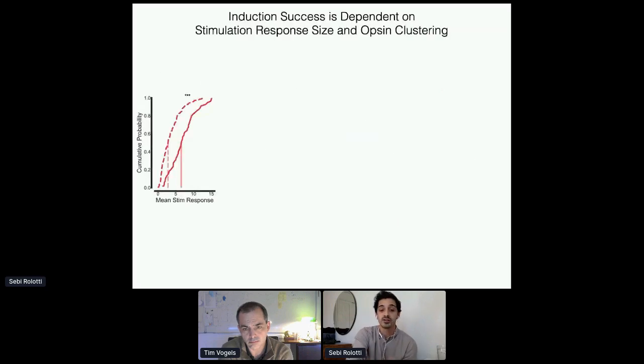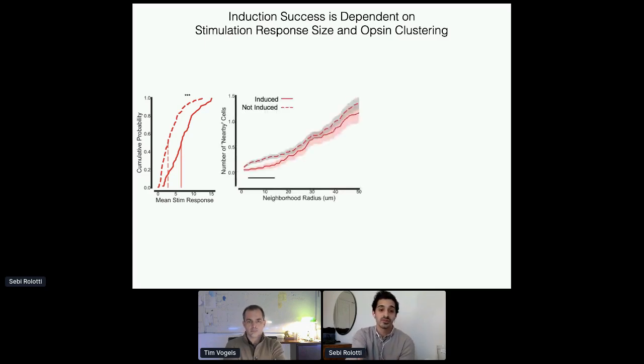So to understand at a finer grain level why some stimulated cells form new place fields and others don't, we separated the stimulated cells based on outcome. So we first found that induced cells had much larger responses to stimulation than cells that did not induce place fields. And interestingly, we also found that induced cells tend to be in locally less dense regions of the field of view. So for each population, we can ask what the average number of other stimulated cells was in an expanding radius around the cell. And we found that in a neighborhood of up to about 15 microns, induced cells had fewer stimulated neighbors than non-induced cells.